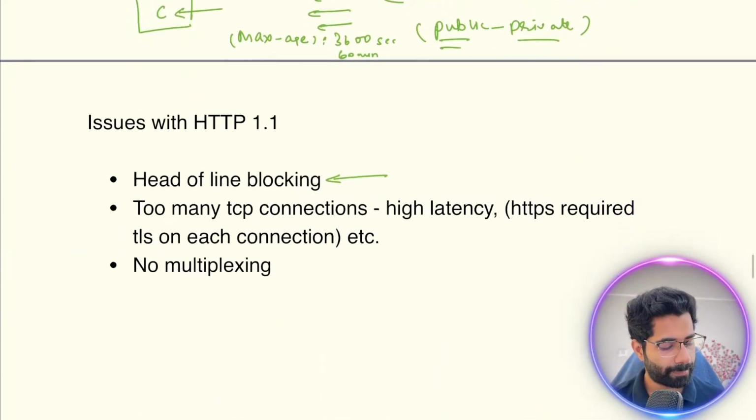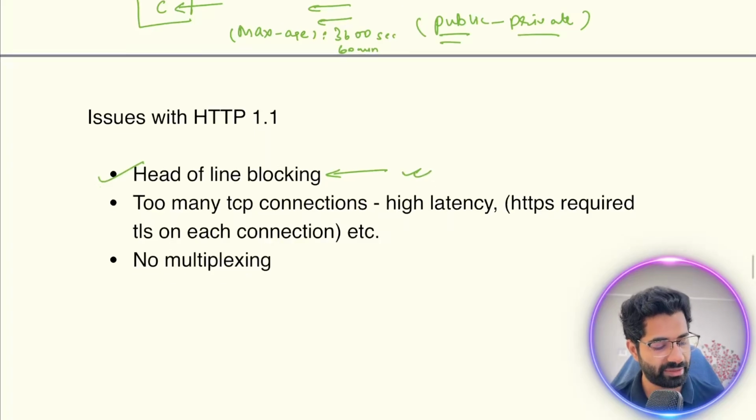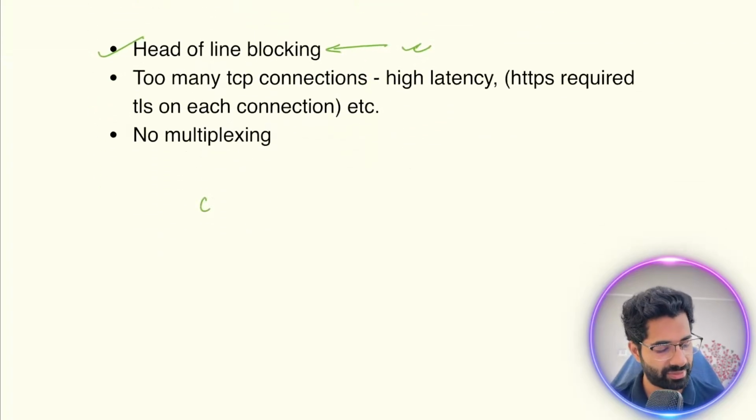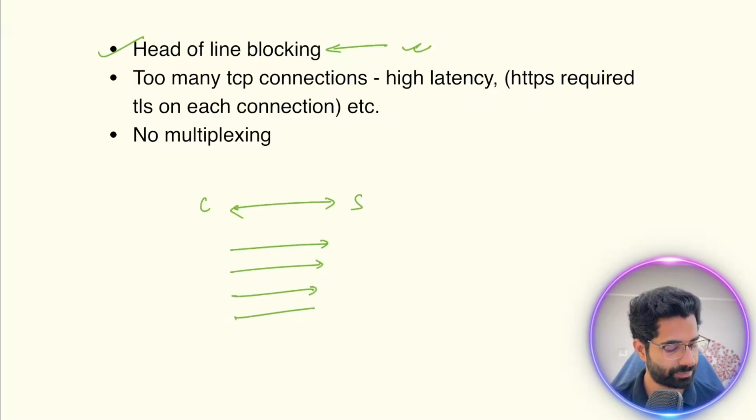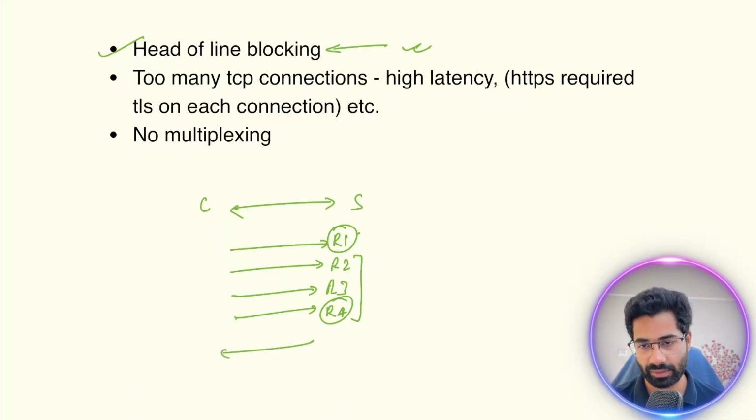Now, to get away from head of line blocking, the clients opened too many TCP connections. So let's say we have a client and a server, and only one TCP connection, and it makes four requests in parallel: request 1, request 2, request 3, and request 4. Let's say request 1 is taking the most amount of time. All these requests will have to wait until the response to request 1 is generated.